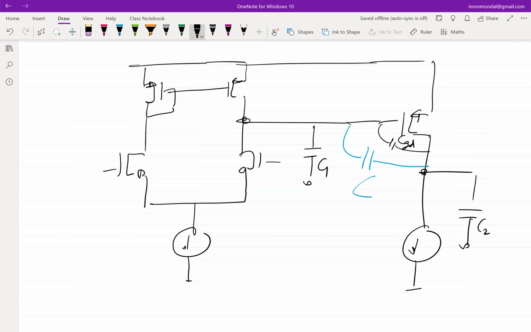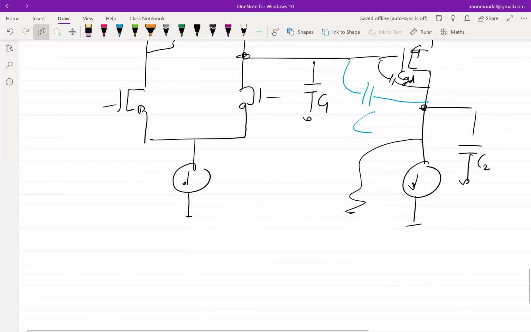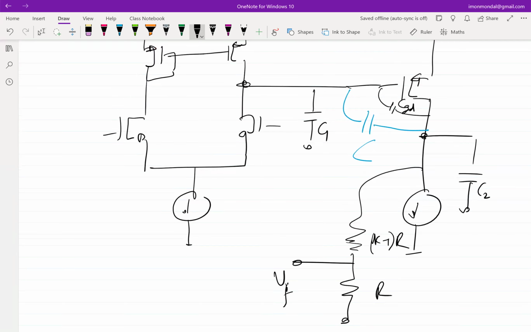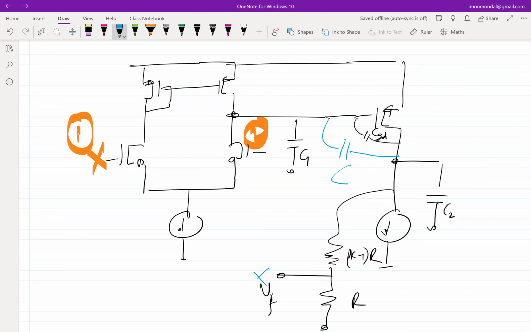Okay, and the rest. Now, how do I close the feedback loop? So obviously, if I want a gain of K, so I wanted K minus 1 R, this is R, this is the feedback voltage. Now, this feedback voltage can be connected either to this, let's say node 1, or to here, node 2. How do I know where to connect? I do the same thing that I have been doing. Let's assume that this is connected here.